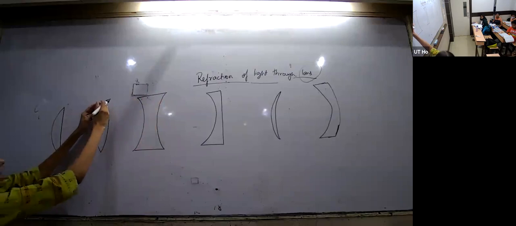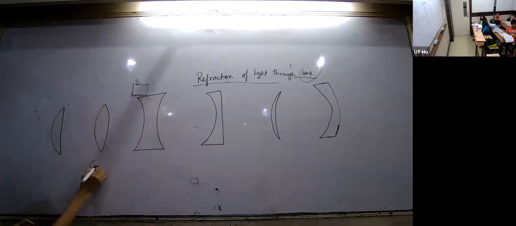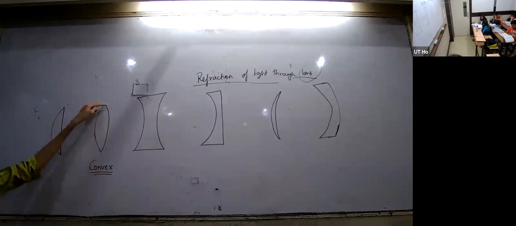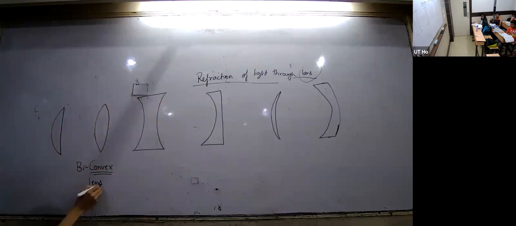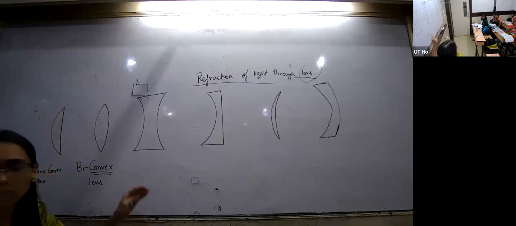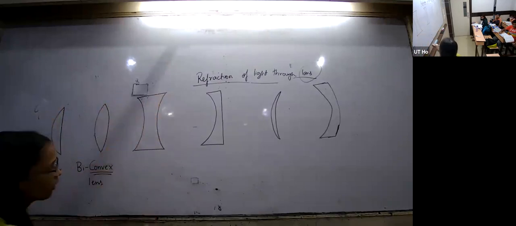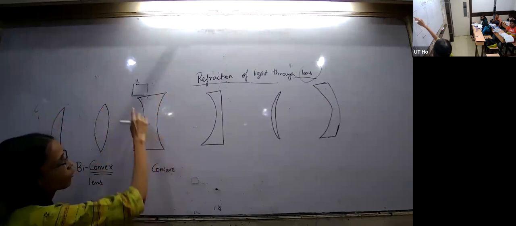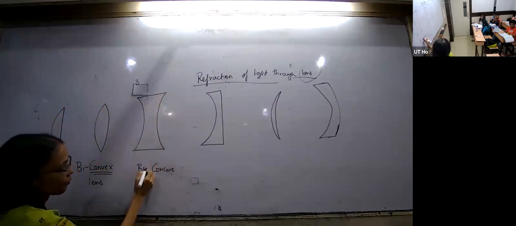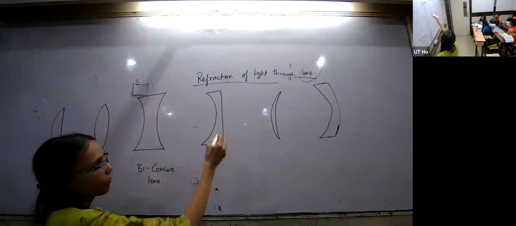If both of them are bulging outwards, we call it convex, and since both sides are bulging outwards, it is a biconvex lens. If one side is plain and the other is bulging outwards, it is plano-convex. If curved inwards, it is concave, and since both sides are concave, it is biconcave, and with one side plain, it is plano-concave.